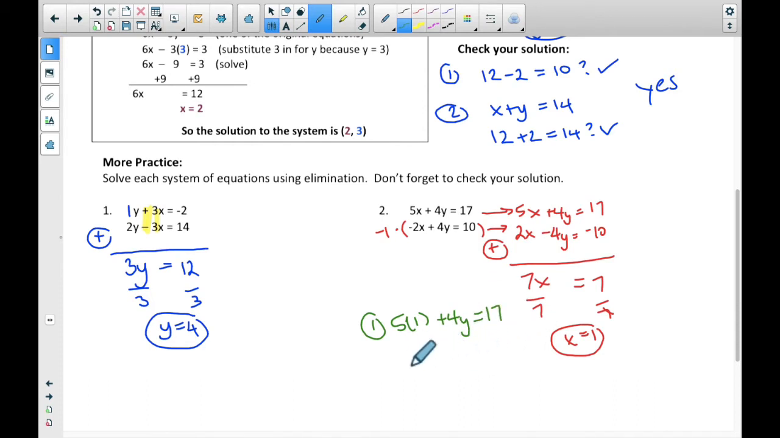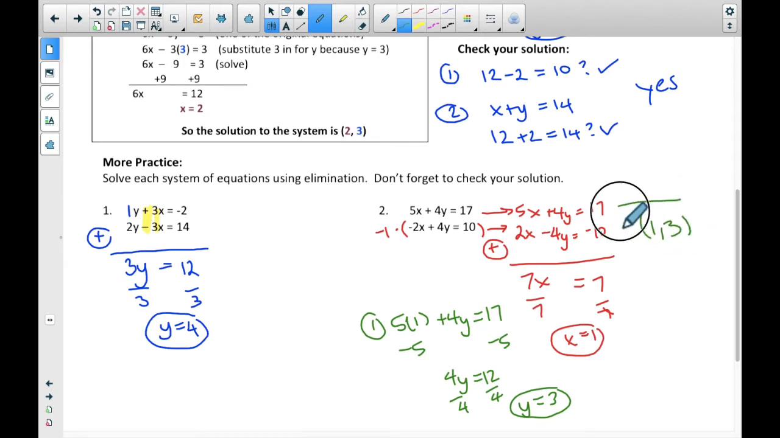So 5 times 1 is just 5. I'll subtract 5 from both sides. So that's 4y equals 12. Divide by 4, and I get y equals 3. So my final answer should be 1, 3.